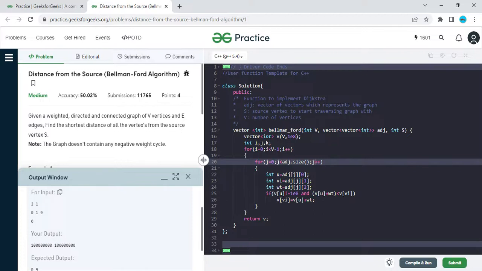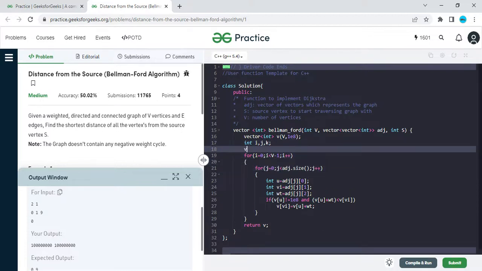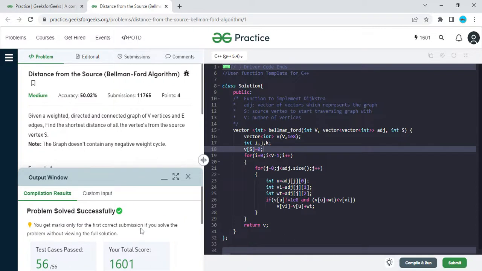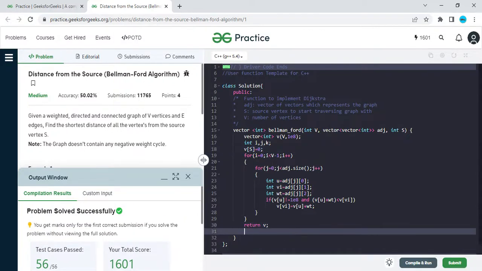One second. Oh, another mistake. The source to source distance will be zero. I have to initialize it at the starting point only. Okay, minus to the same problem. So I am here giving you one insight. So let's suppose. Okay, so thank you.